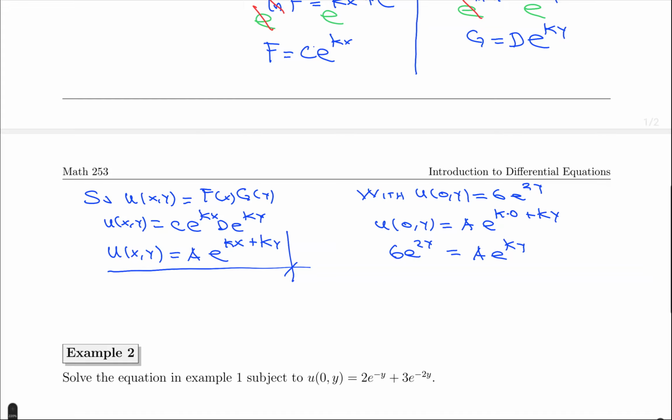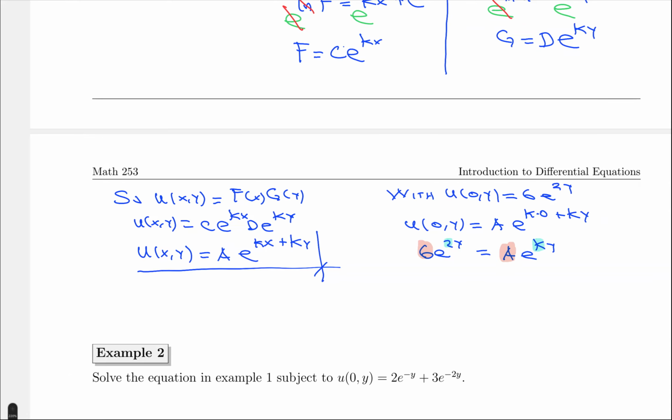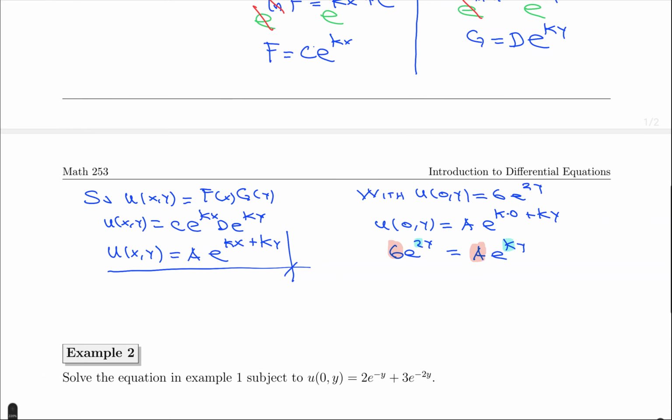Okay, so we're going to use these to essentially equate coefficients, like undetermined coefficients, remember? In a similar way, that's how we're going to get A and k. So all we're going to do, let me highlight, 6 equals A and 2 equals k. All right, how about that? So A equals 6 and k equals 2. So we may go back to the general solution and finally call it a particular solution.